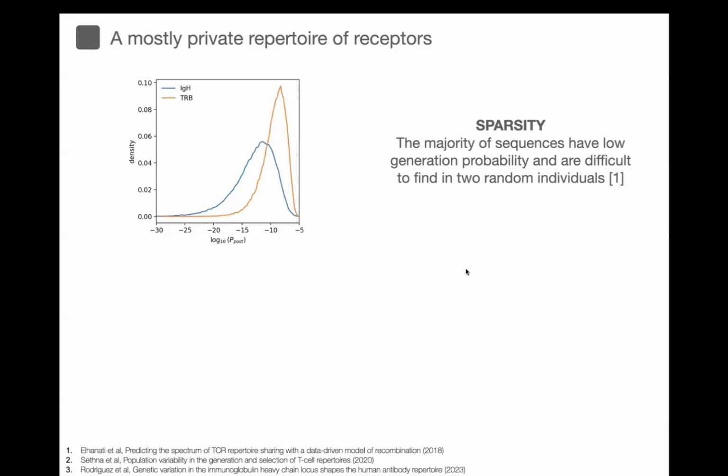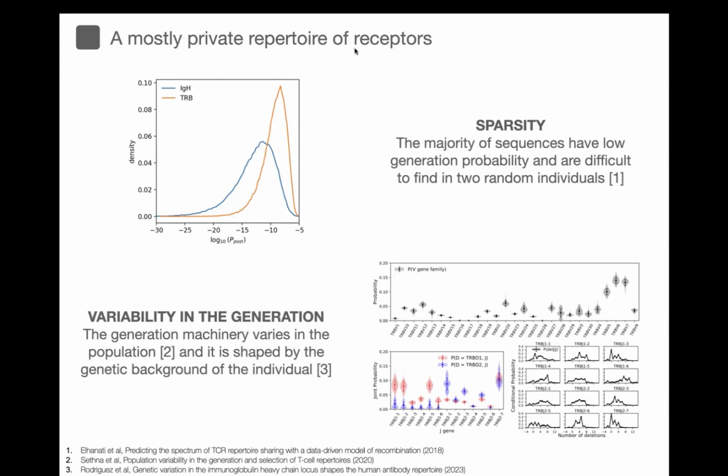We know that because of this first level of sparsity, from the 10 to the 18 to the 10 to the 9, 11 that are expressed in an individual, there is a very low probability that two randomly sampled receptors are found in two random individuals. And here you see the distribution for T cells and for B cells of the log post-selection probability. We see that for T cells, the probability in general is slightly higher than for B cells. So B cells are more diverse, and the degree of overlap is even lower.